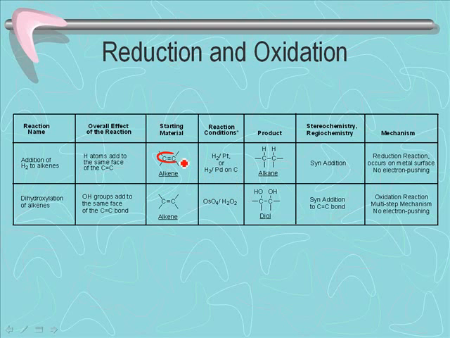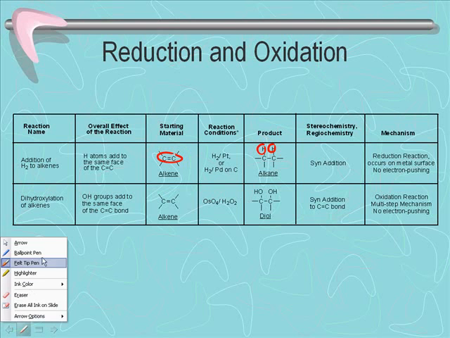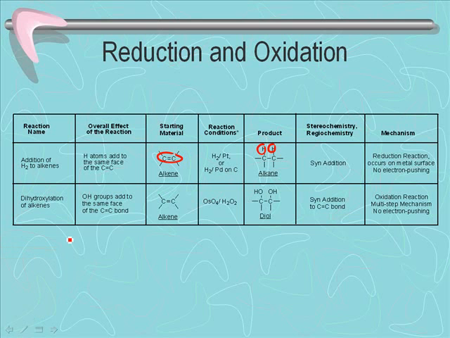And when we react that carbon-carbon double bond with a hydrogen molecule in the presence of a catalyst, we can add a pair of hydrogen atoms across the carbon-carbon double bond. We can also add a pair of OH groups across the carbon-carbon double bond by using a reagent called osmium tetroxide. Both of these reagents add syn across the carbon-carbon double bond.